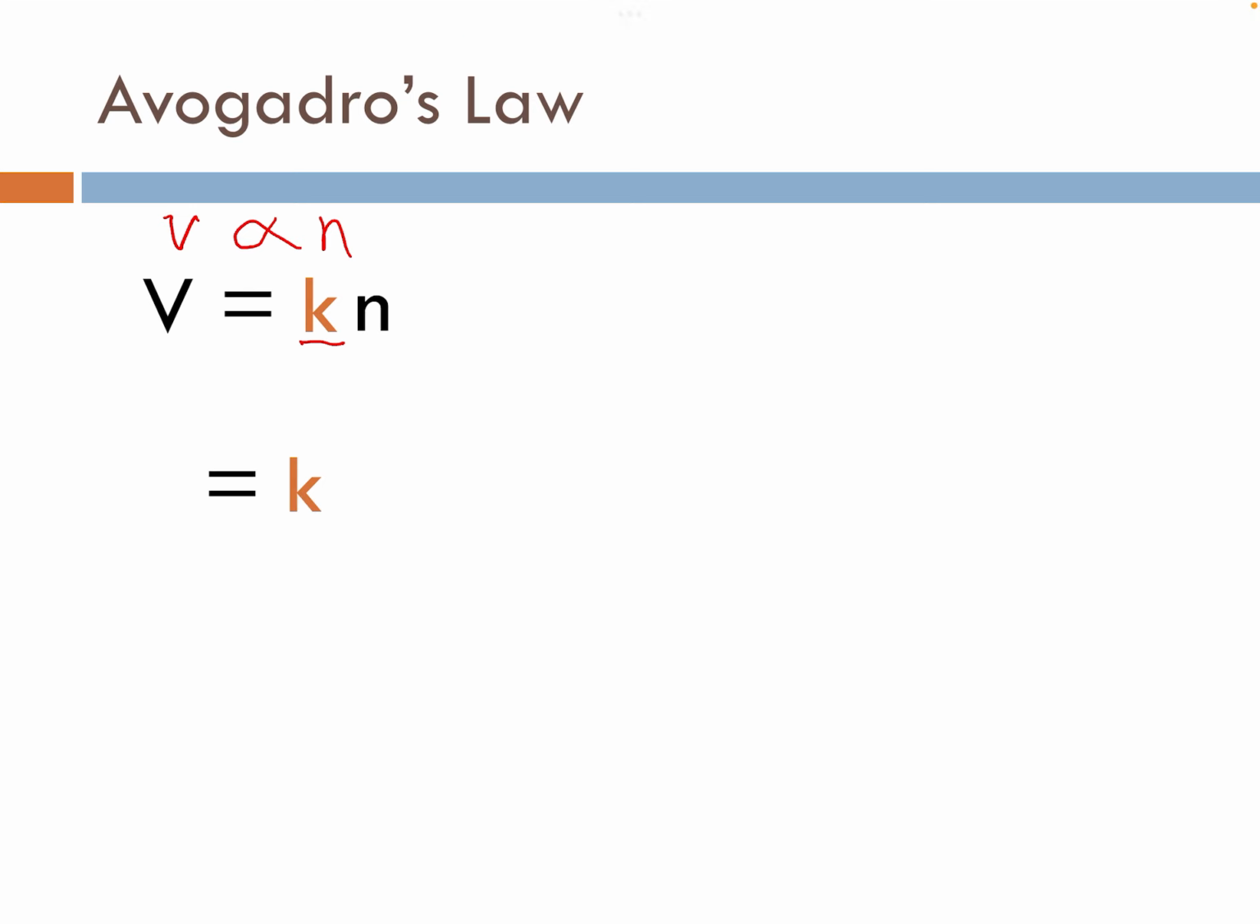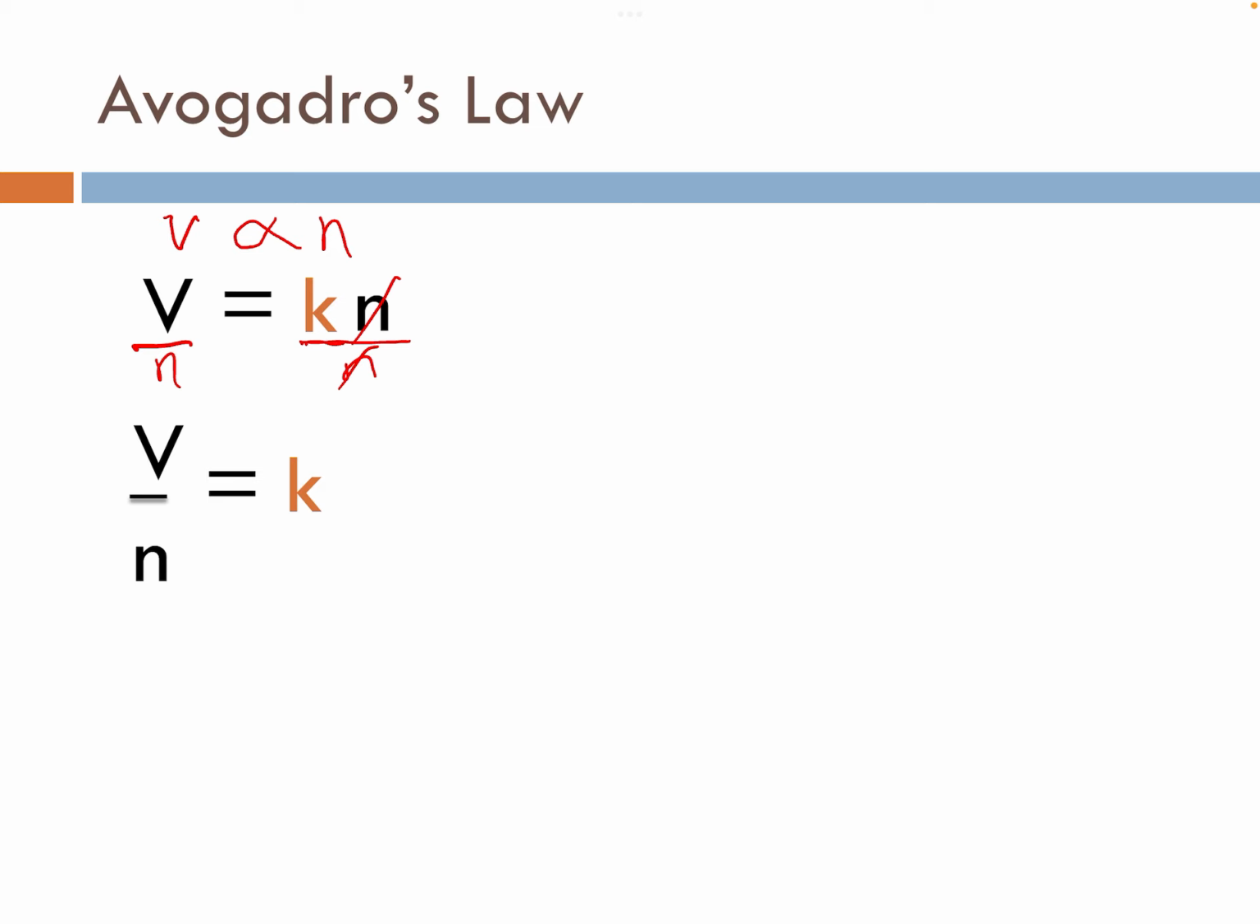Then what I'm going to do is rearrange this for K. So to do that, I'm going to need to divide both sides by n, right? Divide both sides by the number of moles. That will cancel n out. And so I will get volume divided by number of moles is equal to this constant K. Now, why would that be interesting?